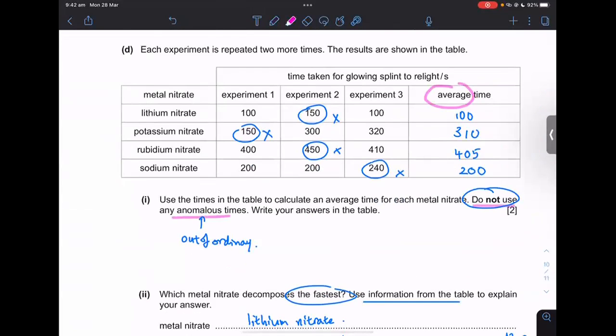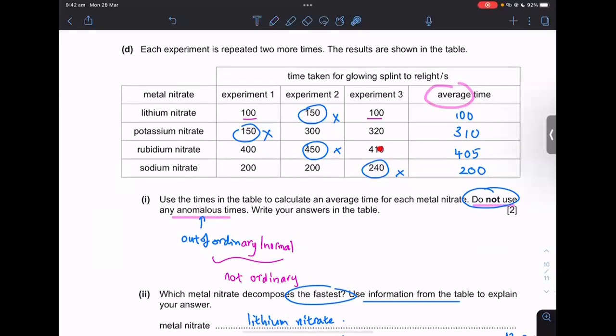Do not use anomalous. Anomalous means out of ordinary. Ordinary means normal, out of normal. So if you look at the values, this is 100 and 100. This is 150. This is out of ordinary. This is 150, 300, and 320. Both of these are close to 300. This is very far away from 300. This is not ordinary. So not normal, very far away.